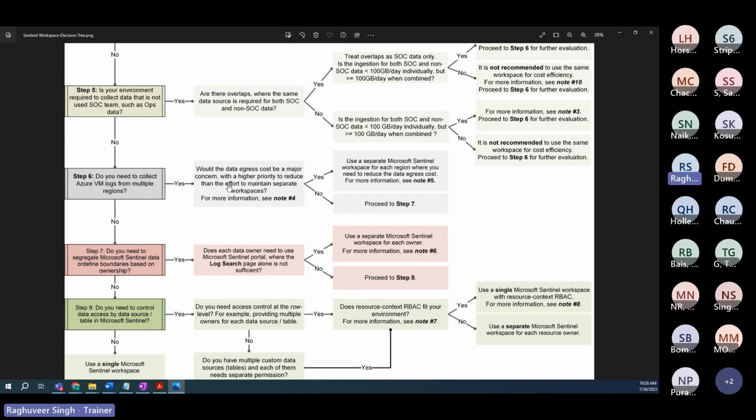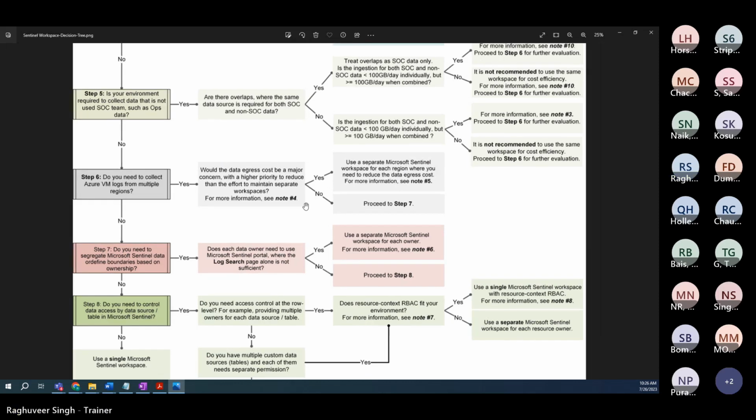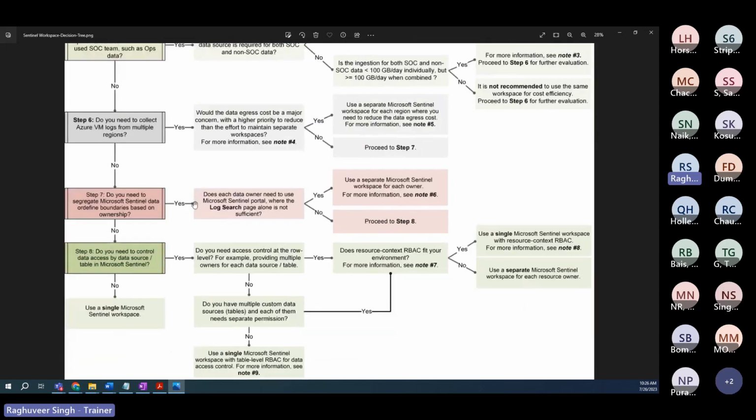So if egress cost is a major concern for you, then use a separate workspace for each region where you need to reduce the data egress cost. So that's another one. With this decision tree, all the questions that come to your mind, or to your customer's mind, or all the scenarios that need to be taken into consideration will be included here. This is a great decision tree that Microsoft has put together. Earlier it was all done manually, as I was explaining to you on the whiteboard or in the Word document.